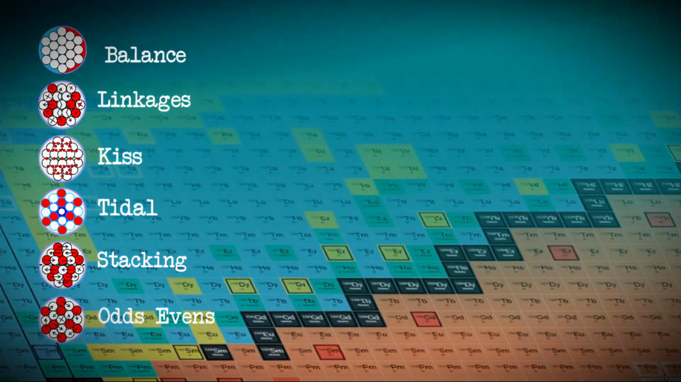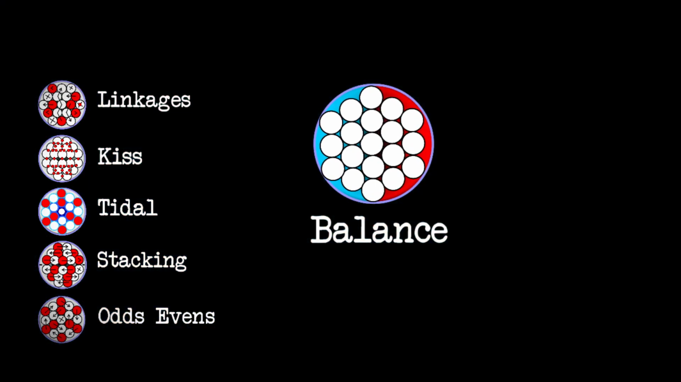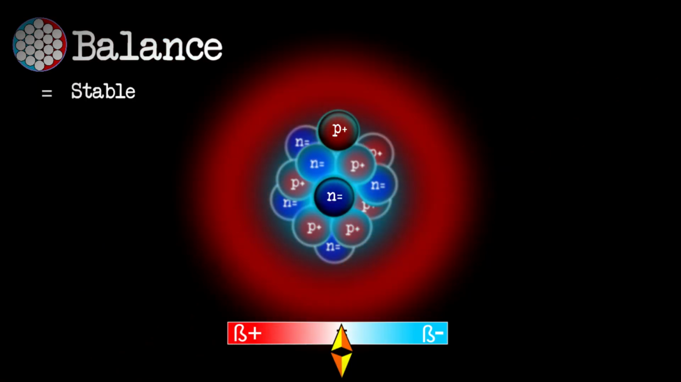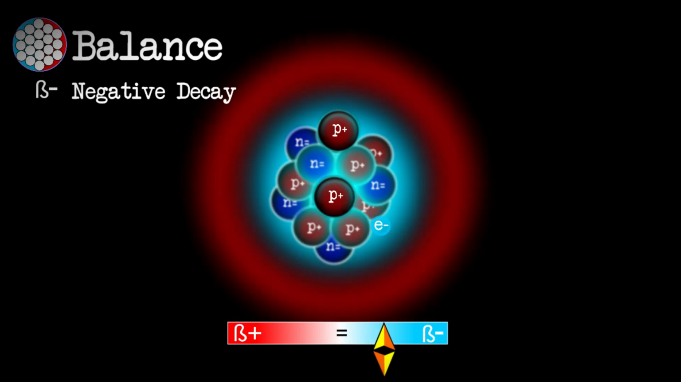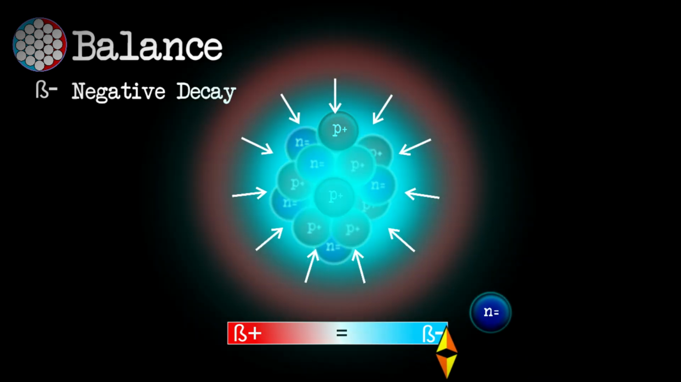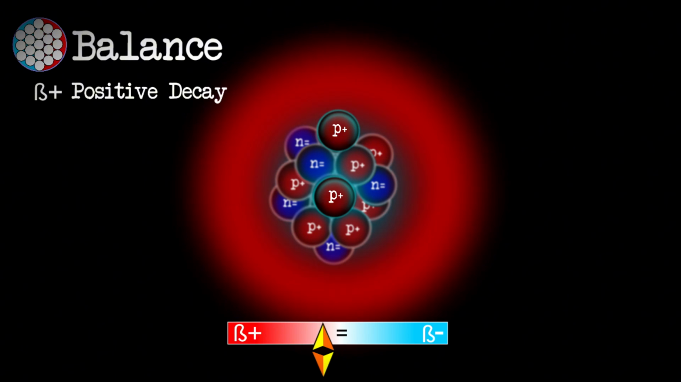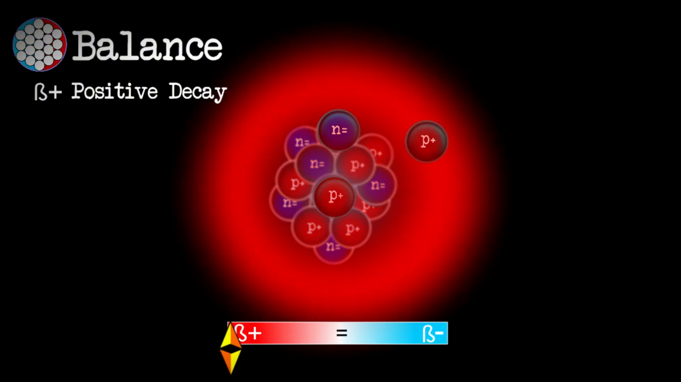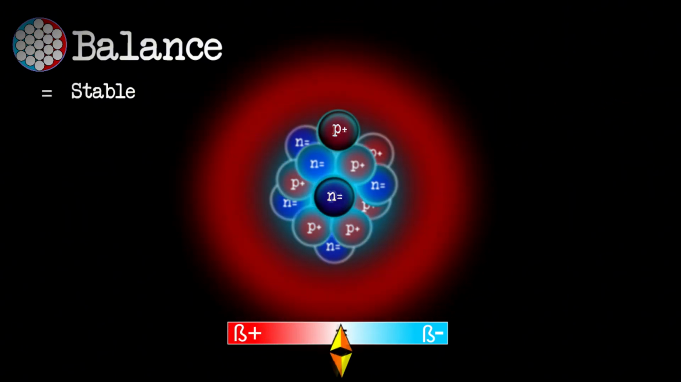We begin our liquid gravity method by calculating the balance values. An atom's stability is primarily controlled by being balanced between the two charge fields. Too much negative pressure will cause a negative beta decay, and too much positive pressure will cause the opposite.